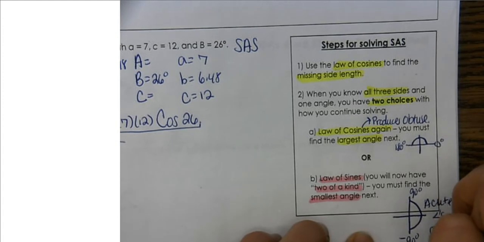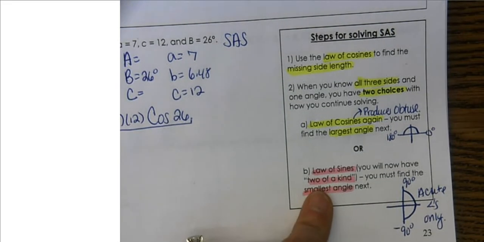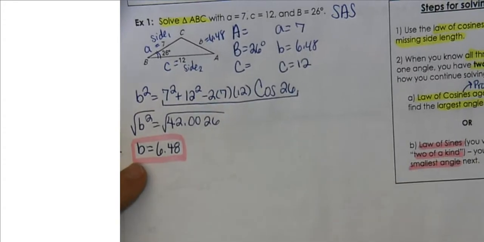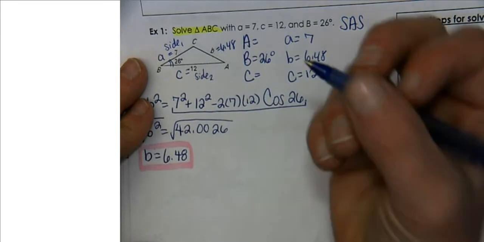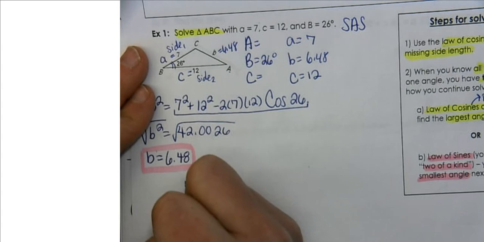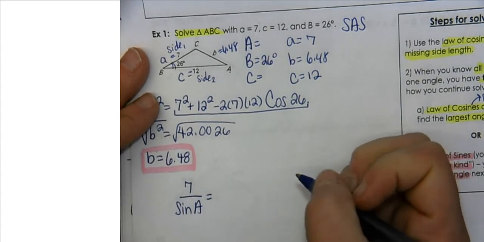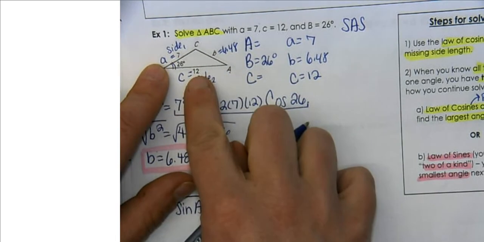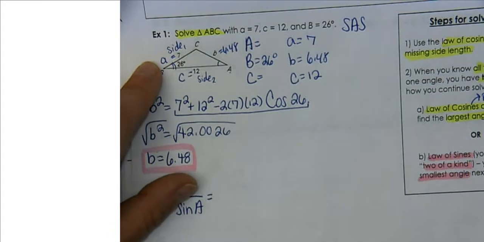So our smallest angle will obviously be an acute angle. A lot of students like to go with the law of sines next, but it's totally up to you. I'm going to go with the law of sines because I now have two of a kind. If I want to find what angle A is, I would simply do 7 divided by the sine of angle A is equal to, and I'm using side A because it's the smallest. Between 7 and 12, I know that 7 is smaller, so angle A has to be the smallest angle.